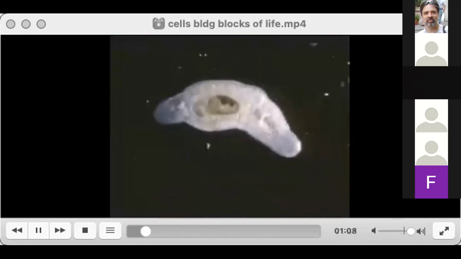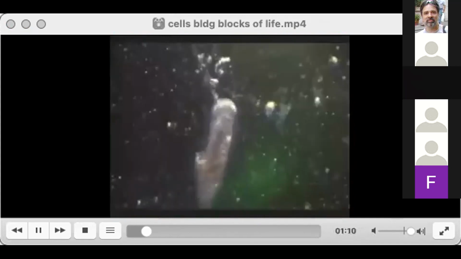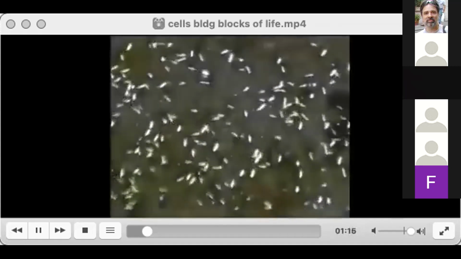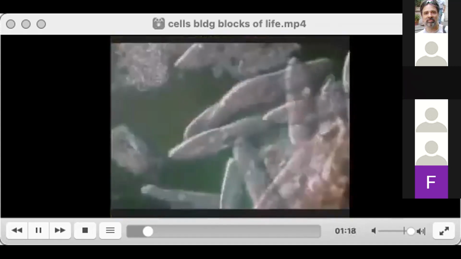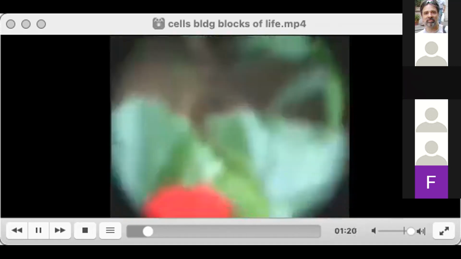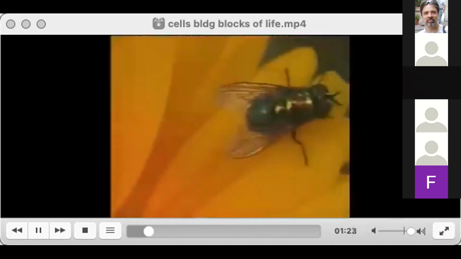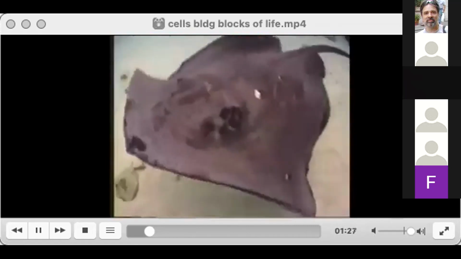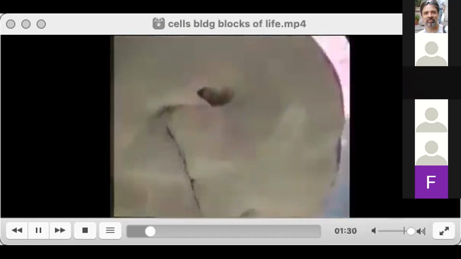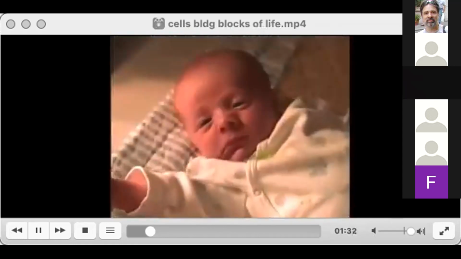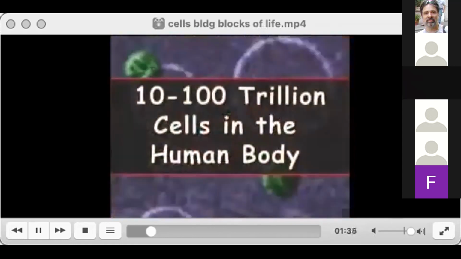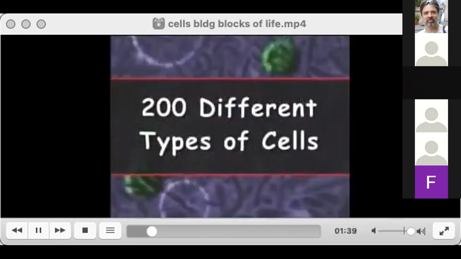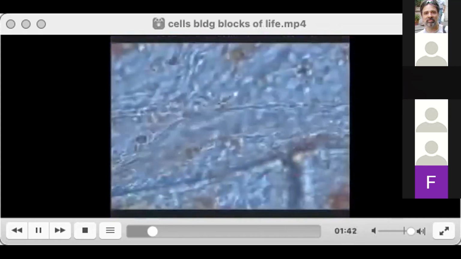The simplest life forms are made up of only one cell, and in fact, the vast majority of organisms are single-celled, like bacteria, amoebas, and paramecium. More complex life, like plants and animals, are multicellular, and these organisms can have trillions of cells. No one really knows the exact number of cells in the human body. It is estimated that there are anywhere from 10 trillion to 100 trillion cells, and about 200 different types of cells, with different shapes and various functions.